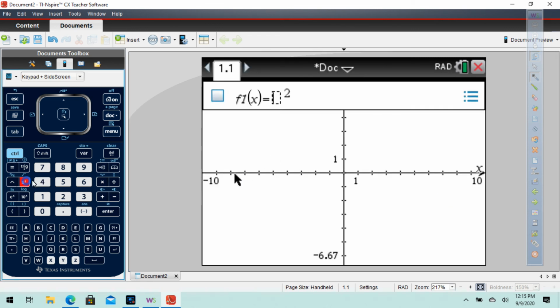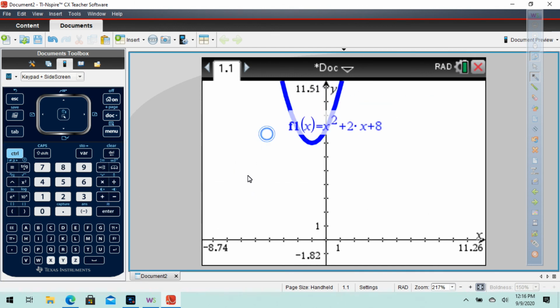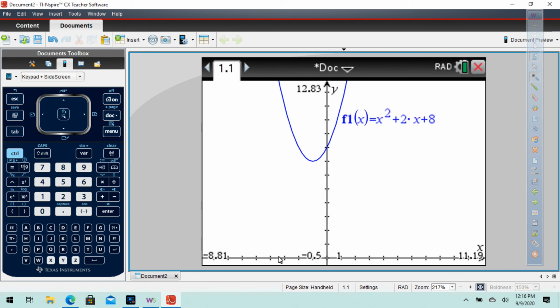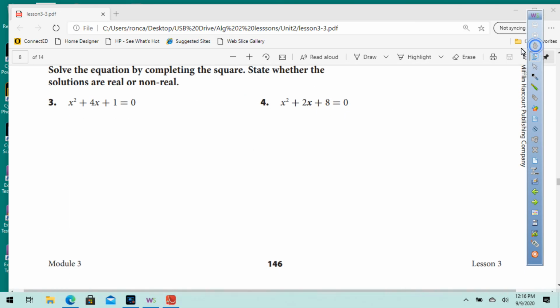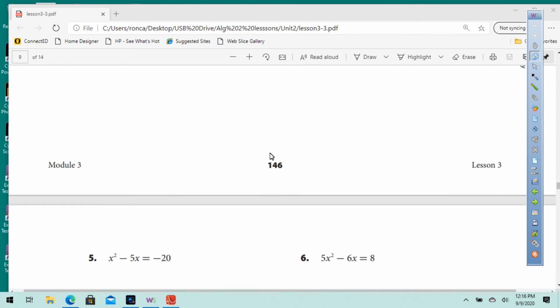And that was x squared plus 2x plus 8. And remember, this one had two non-real solutions. Well, oh, there it is. It's way up there. See how it doesn't cross the x-axis? So it doesn't have a real solution. Well, let's move on to number 5.